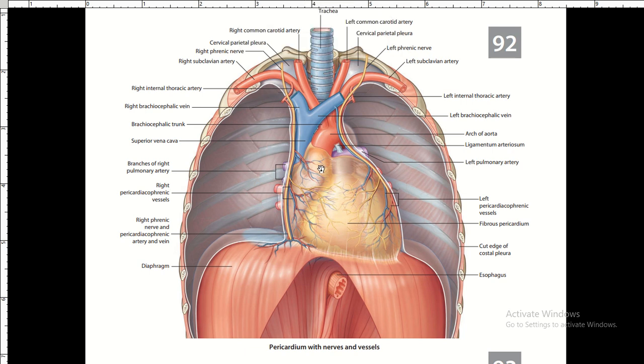Hi guys, welcome to another thorax anatomy lecture. So today we're going to talk about the esophagus, the anatomy of the esophagus.